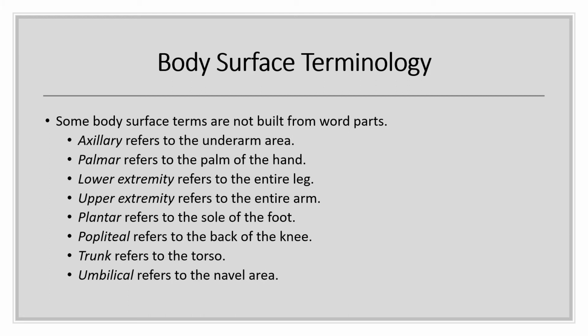And these are some body surface terms that aren't built from word parts. Axillary is the underarm area. Palmar refers to the palm of the hand. Lower extremity refers to the entire leg. Upper extremity refers to the entire arm. Plantar refers to the sole of the foot. Popliteal refers to the back of the knee. Trunk refers to the torso. And umbilical refers to the navel or the belly button area.